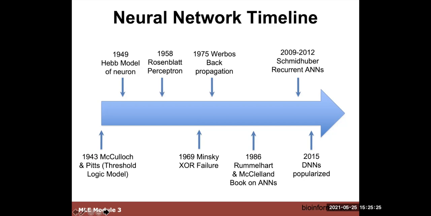Artificial neural networks continued for about 15, 20 years. And then the idea of recurrent artificial neural nets and deep neural nets started emerging in about late 2012, 2013. And since then, it's just taken off. So it's taken 80 years, roughly, for neural nets to evolve to the point where they're almost ubiquitous.